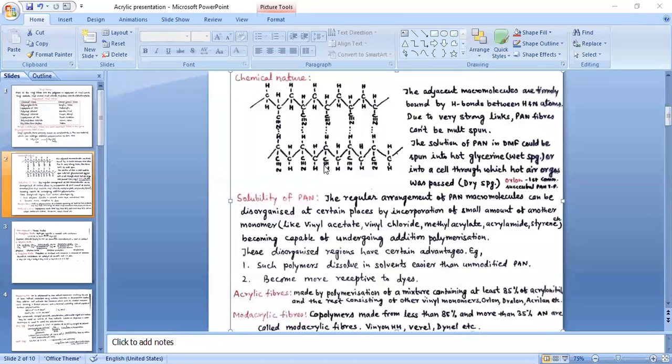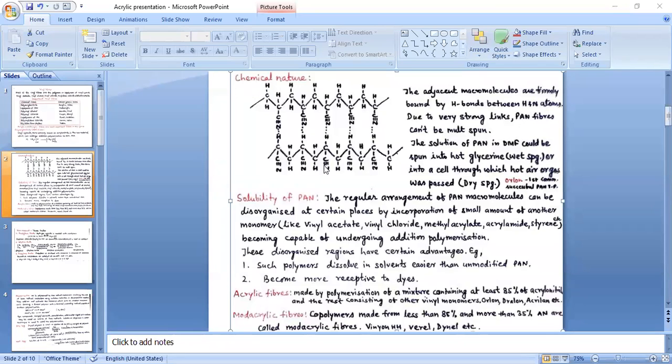So try to understand this definition. The acrylic fibers are made by polymerization of a mixture containing at least 85% of acrylonitrile. So if the macromolecule we are taking has 85% acrylonitrile, then we will call it acrylic fibers. If it is less than 85%, it cannot be defined as acrylic fibers.